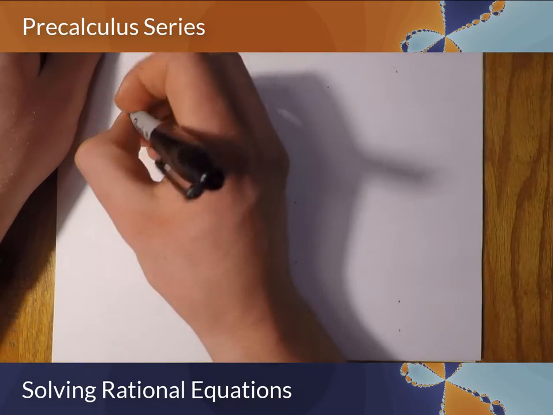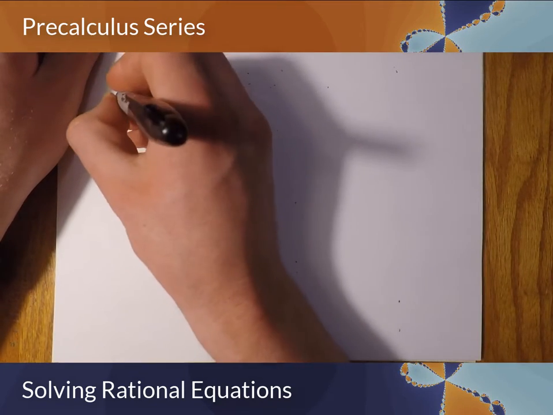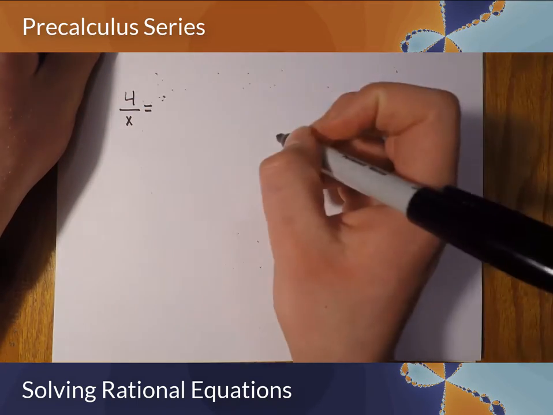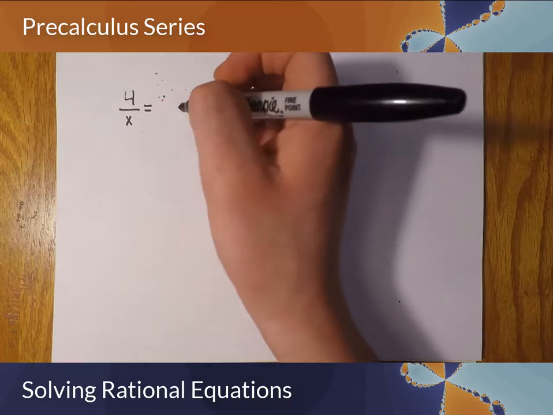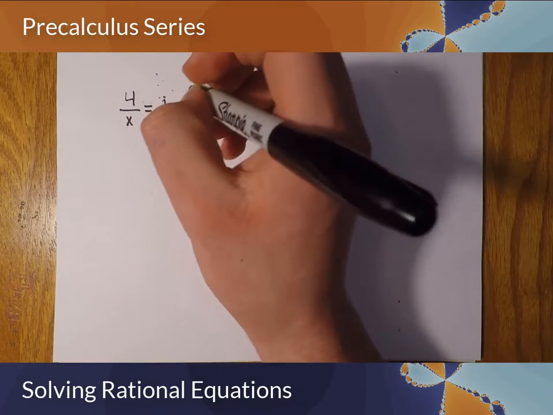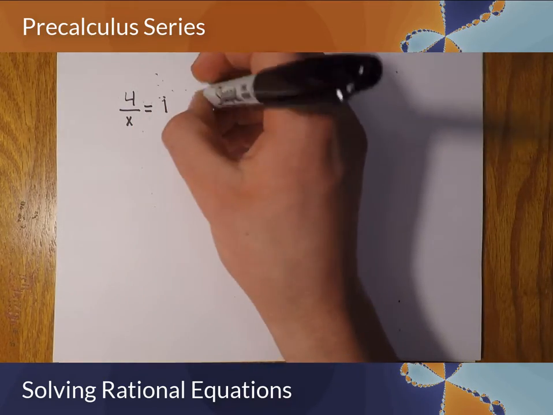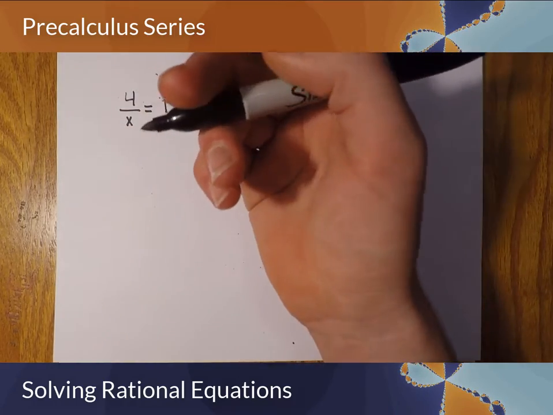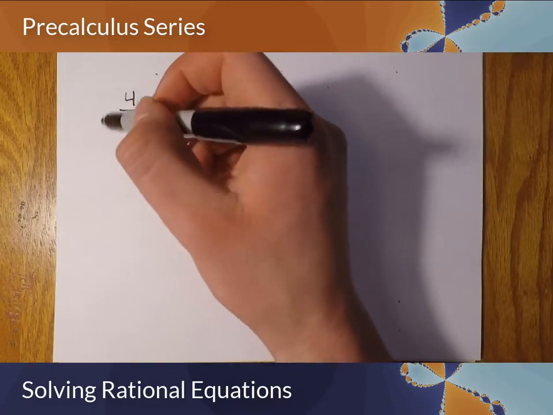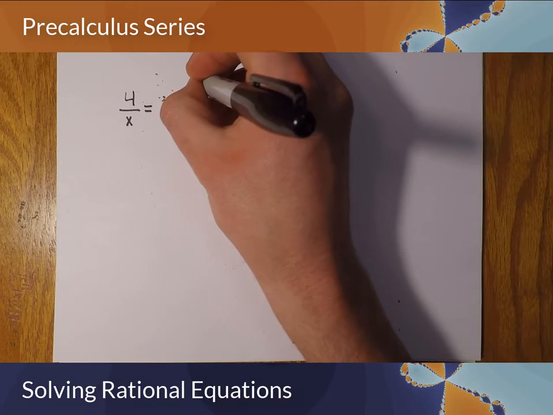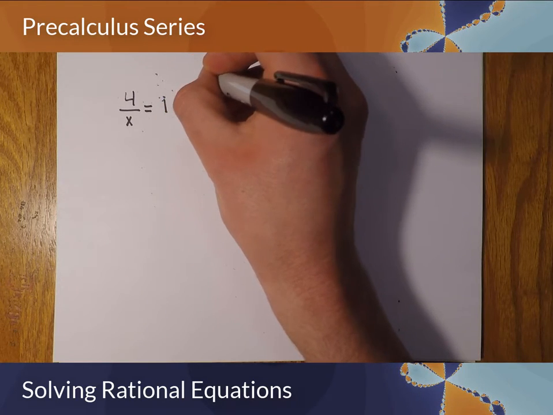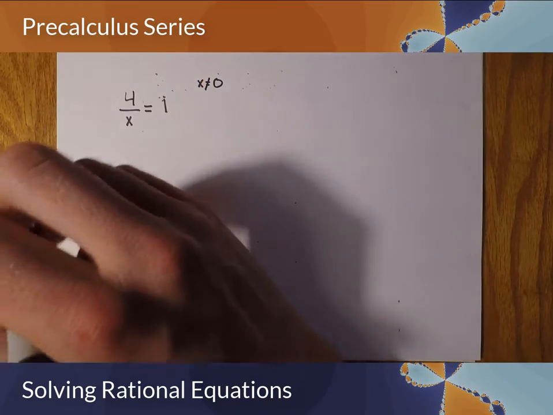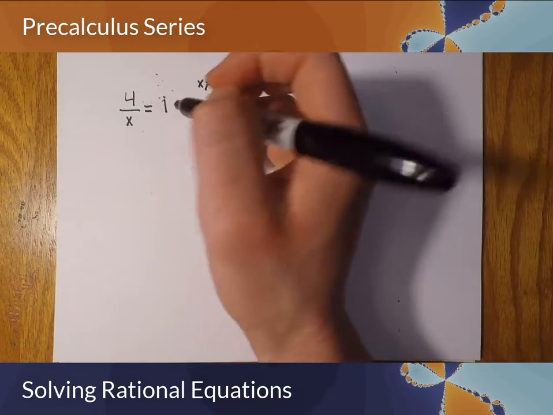Alright, so for our first example, we have 4 over x equal to 1. Alright, and so before we solve this, we need to take note of any areas where this rational equation is undefined. And this rational equation is undefined when x is equal to 0. So x cannot be equal to 0 for this rational equation.